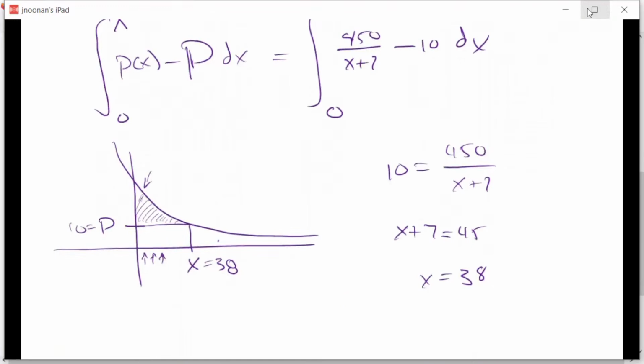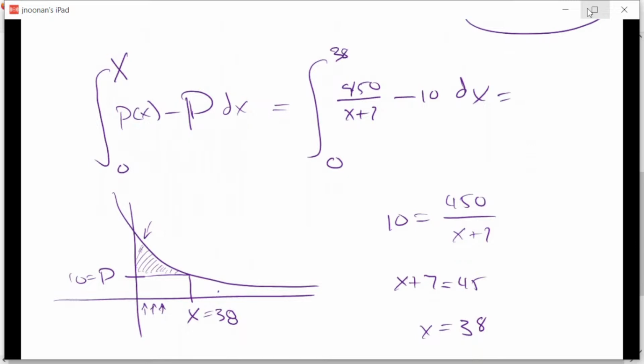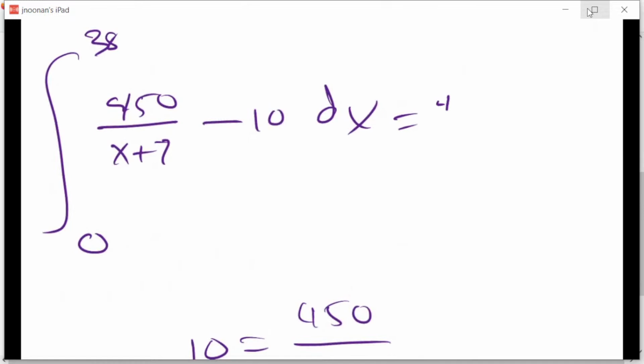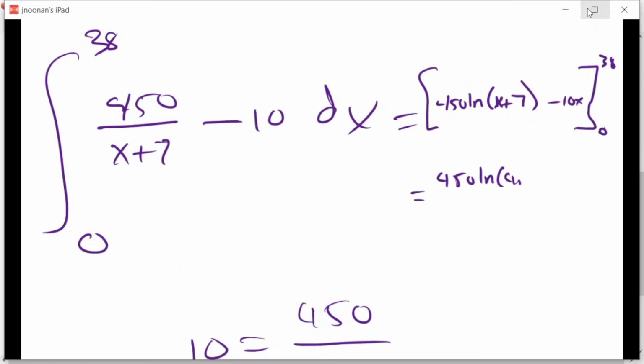And so let's put that 38 at the top. The rest of this is straightforward; you're just doing a straightforward integral. So I'll just blow through this. This is 450 times the natural log of x plus 7 minus 10x, evaluated from 0 to 38. That's going to equal 450 ln of 45 minus 450 ln of 7 minus 380. Sorry, that's a little bit mixed up here, if it bothers you. This and that are the 38, and then this one is from the 0. So whatever that is, I don't know what that's going to be. 450 times that natural log.